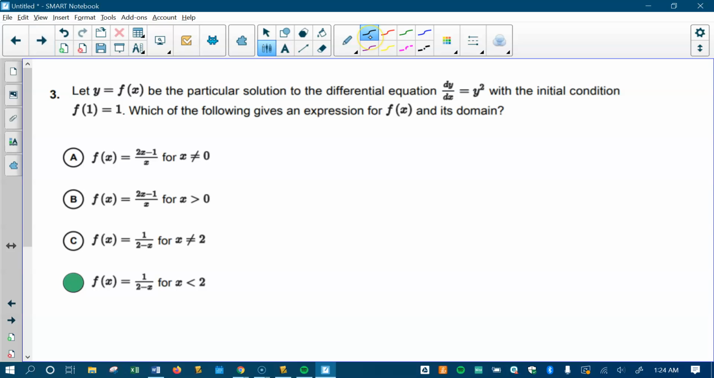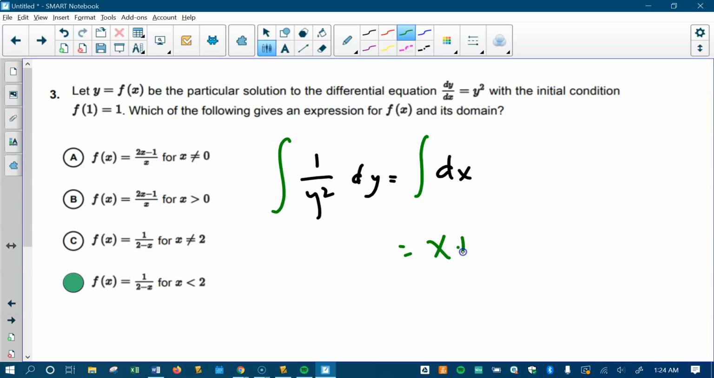Okay, so we're doing the same process again, so let's do 1 over y squared dy, just to separate the variables. Then let's integrate both sides. You get x plus c on the right, and on the left you get negative 1 over y. The reason is the integral of y to the negative 2 dy: you add 1 to the exponent, you get negative 1, y to the negative first divided by negative 1, which is negative 1 over y.